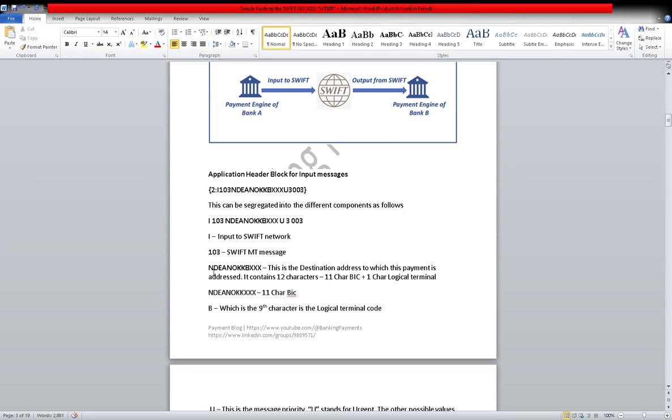MT103 NDA. This is the BIC, the destination address where you want to deposit your payment. This is a 12 character field: 11 characters plus 1 character for the logical terminal. This is where you want to deposit the payment. We already saw this yesterday. I'm just repeating once again that this is the BIC.